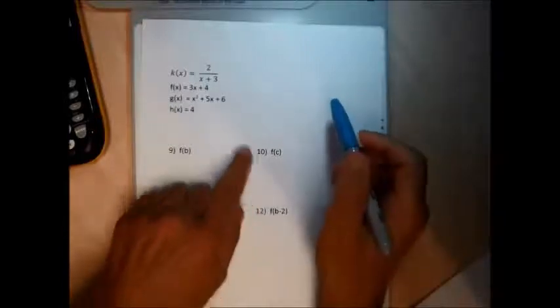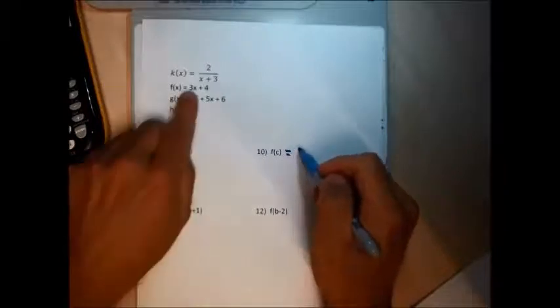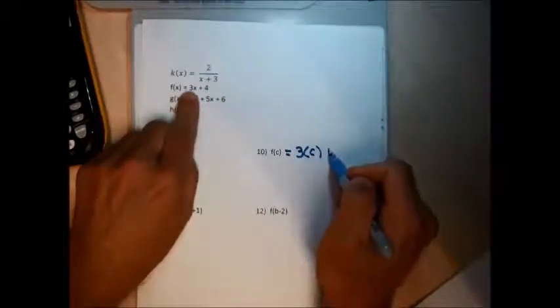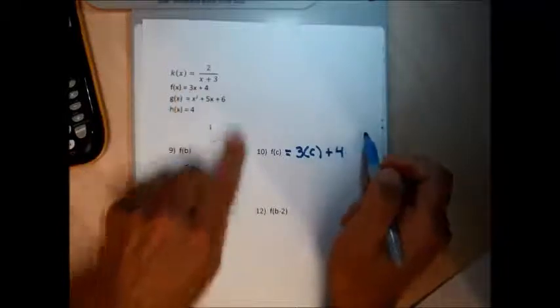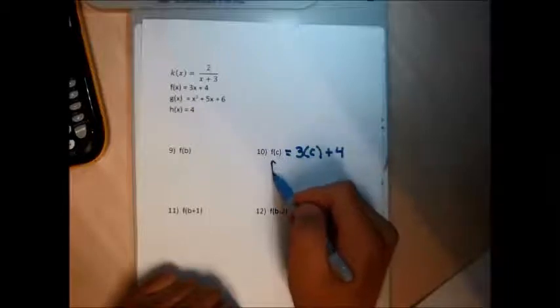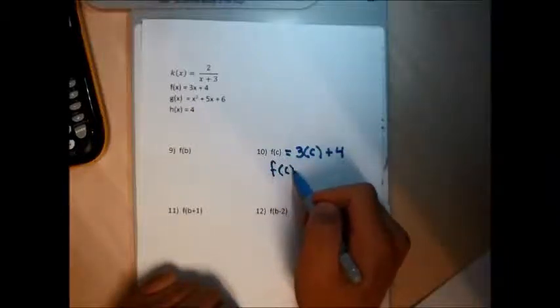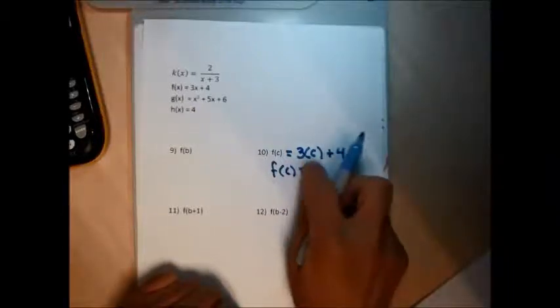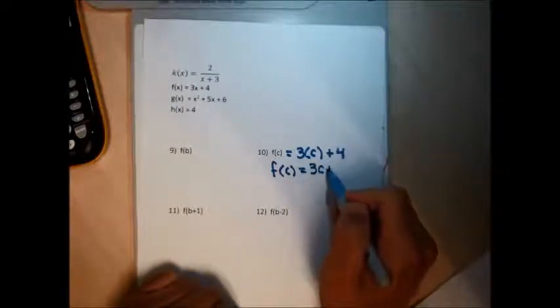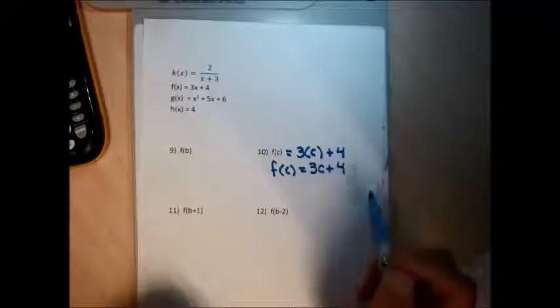So to do problem 10, to do f of c, I'm going to take the x in the function and change it to c. I put that c in a parentheses, but had I written that c without a parentheses, it would have the same meaning. This means 3 times c plus 4. Without the parentheses, it still means 3 times c plus 4.